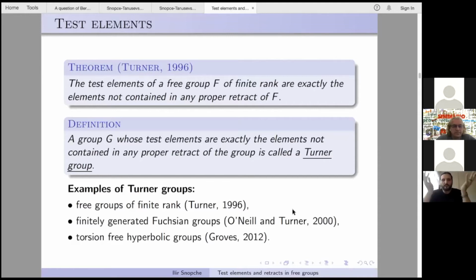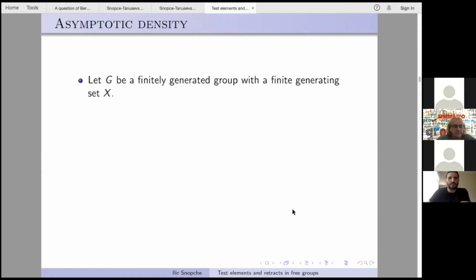okay, we know that in free groups there are test elements, but how many test elements are there? Or how are they distributed? And it's the same question for the retracts. In order to explain this and to try to answer these kinds of questions, we need some extra concepts. So let me try to make some other definitions.